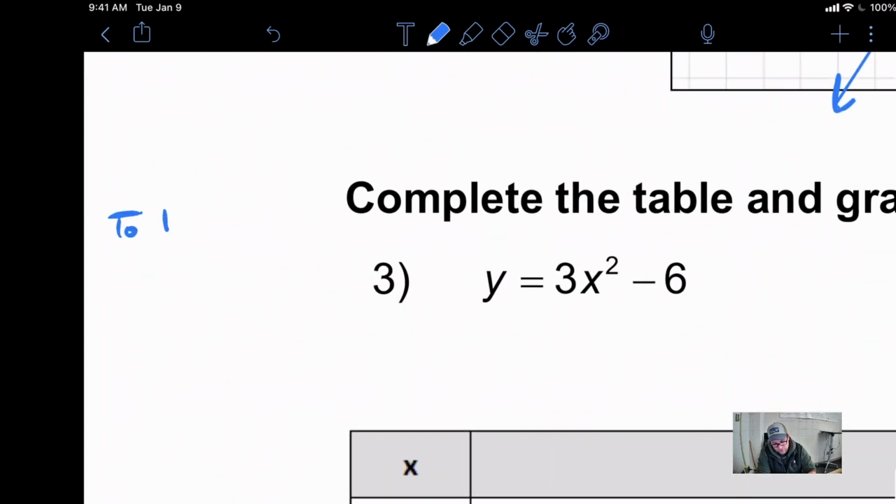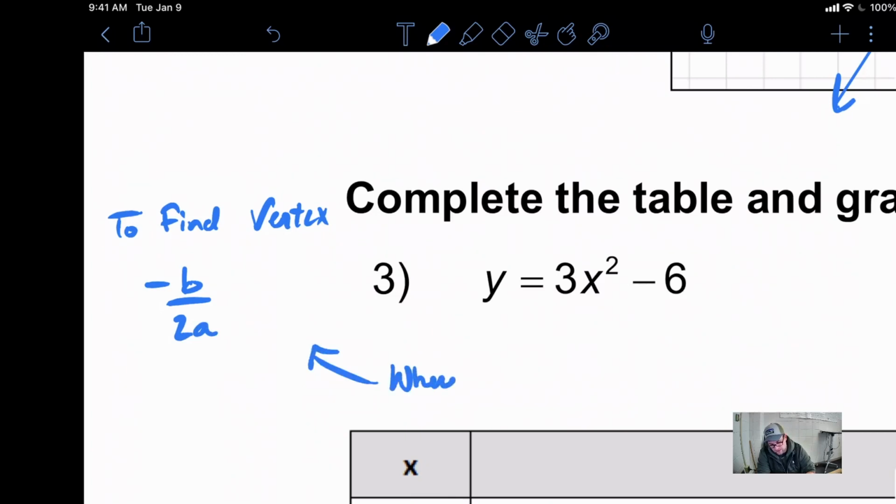So, to find the vertex, we are going to make use of a special formula that is -b over 2a. And what this formula is going to produce is this is going to tell us where the x-coordinate of the vertex lies. Okay, so where it is.